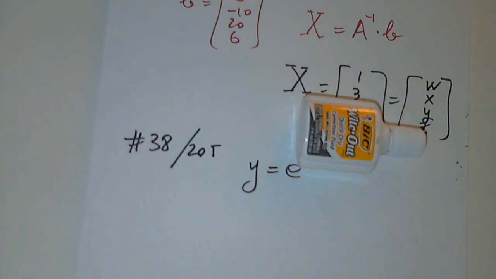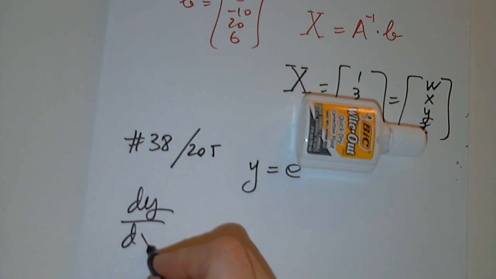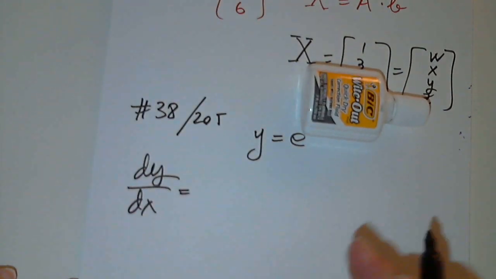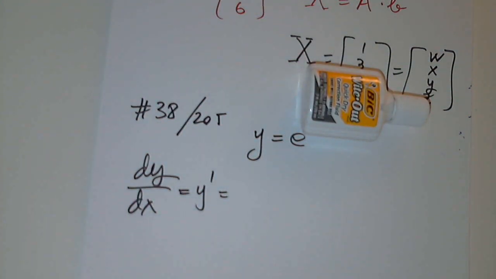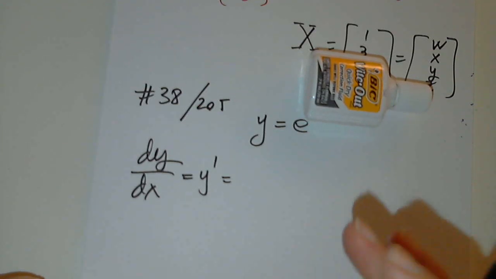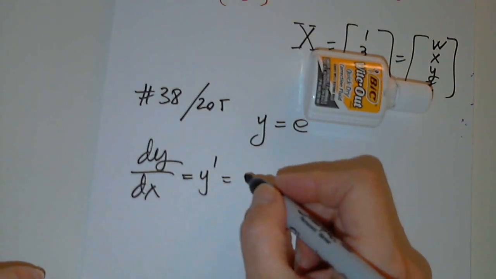Okay, so I recommend just do this. I'm differentiating e to a function. So then dy over dx. This is not implicit differentiation. But I prefer dy over dx versus y prime, but it doesn't matter in this case. So e to a function, prime, is e to that function.